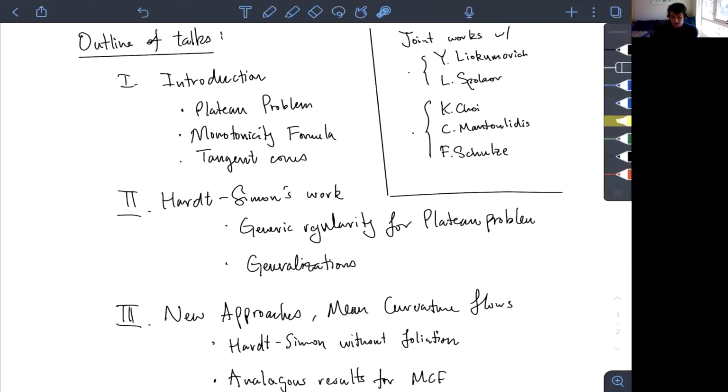So I'll talk about how you can approach Hardt-Simon without actually constructing the Hardt-Simon foliation. And I'll also talk about an analogy between the regularity for the Plateau problem and mean curvature flow. This will come up only later and probably not even in this first talk. When I talk about my own work today, I'll talk about joint works with Yevgeny Liokumovich and Lucas Bolar, and also joint works with Kyeongsu Choi, Christos Mantoulidis, and Felix Schulze.